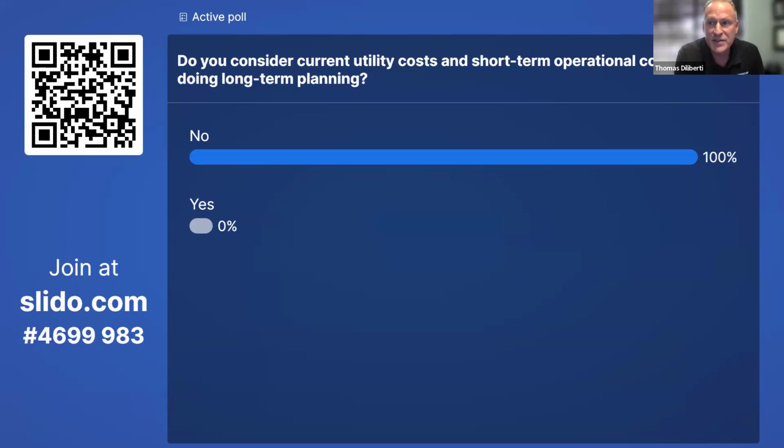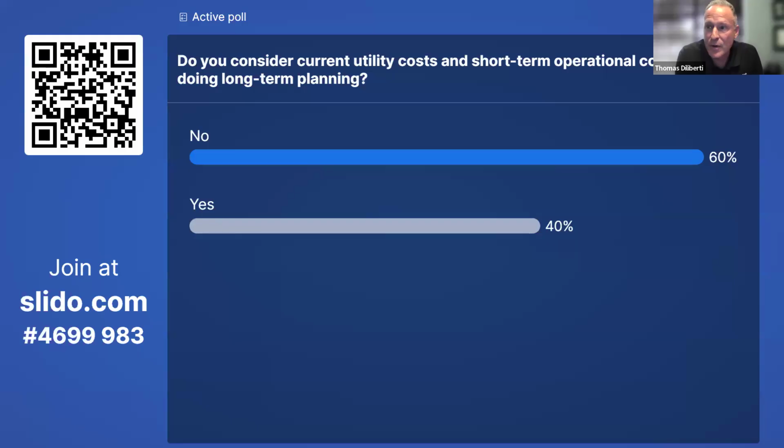My instincts, and my experience when I work with people out in the field, is that many people consider these two things separately. They think about their operational costs in one way and their capital costs in another. And anything that's happening operationally, people don't really consider in terms of long-term planning. And so I just wanted to find out how many people are considering what's happening in the short term in order to help plan for the long term.